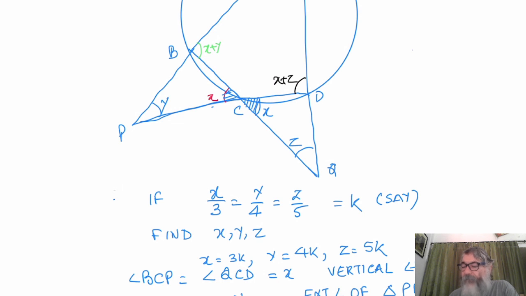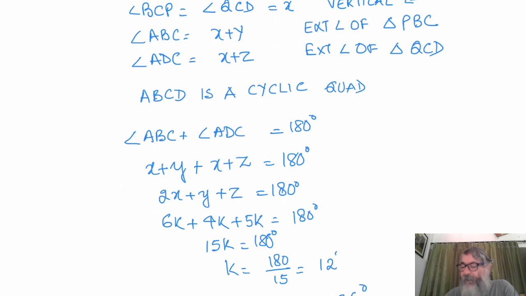And then we said B plus D should be equal to 180 degrees, because opposite angles of a cyclic quadrilateral are supplementary. Once we got that, x plus y plus x plus z is 180 degrees, 2x plus y plus z is equal to 180 degrees. We put the value of x, y and z in terms of k. Once we got the whole equation in terms of a single constant k, we got the value of k, which came out to be 12. Then x, y, z were all given in terms of k, so we calculated them.